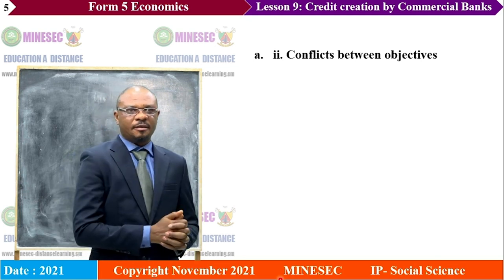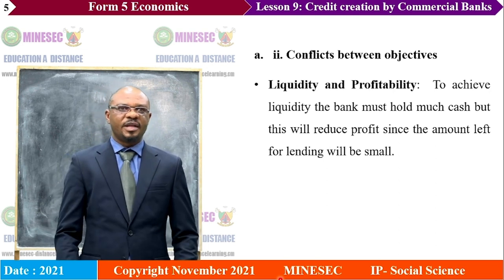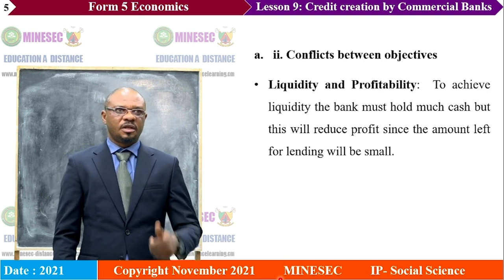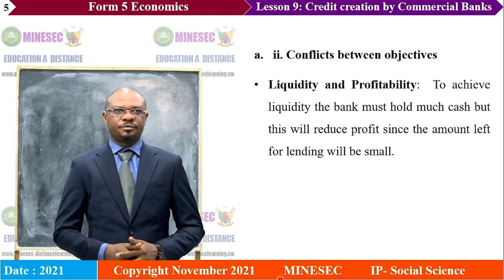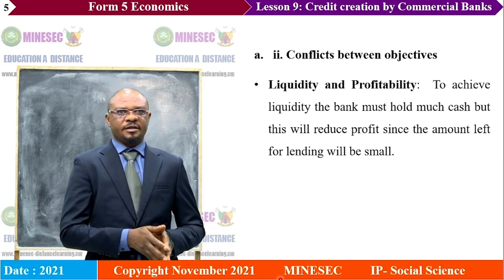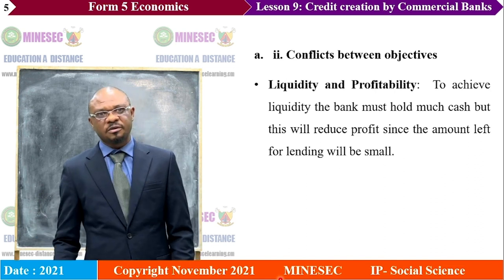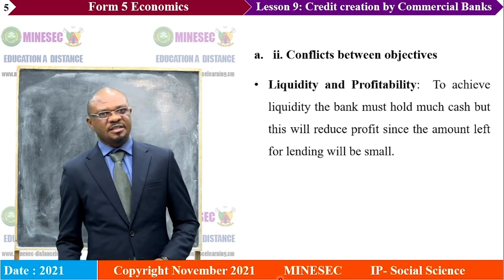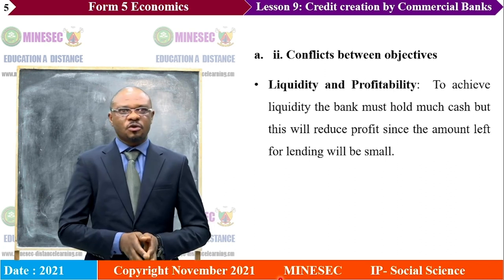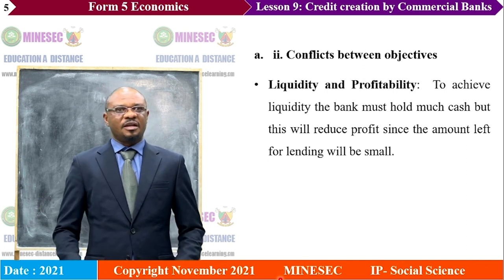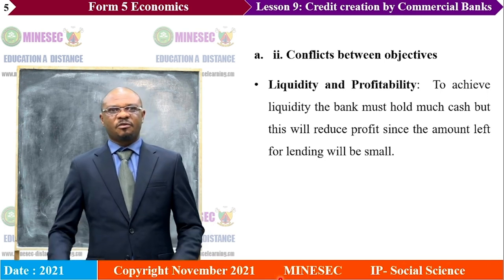Now, looking at the conflict between the objectives, the first conflict is between liquidity and profitability. To achieve liquidity, the bank must hold much cash. But this will reduce profit since the amount left for lending will be small. So banks must give out as much cash as possible if they have to make profit. But when they give out as much cash, the amount that will be left for when customers come for withdrawal will be small, and it will increase the risk of customers not meeting money when they come for it. So we see liquidity and profitability are conflicting.